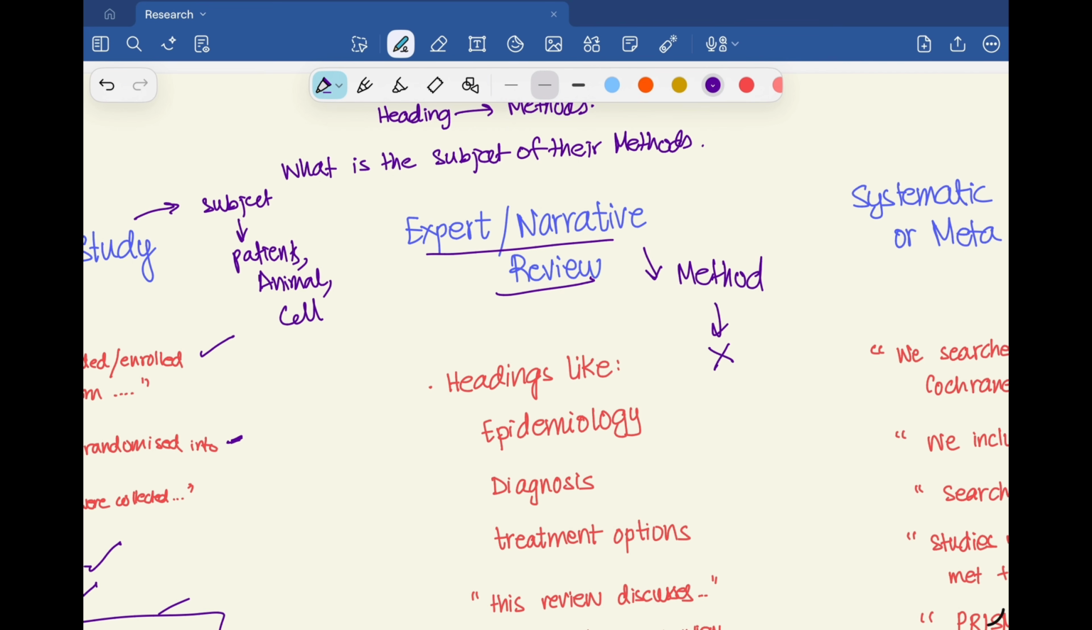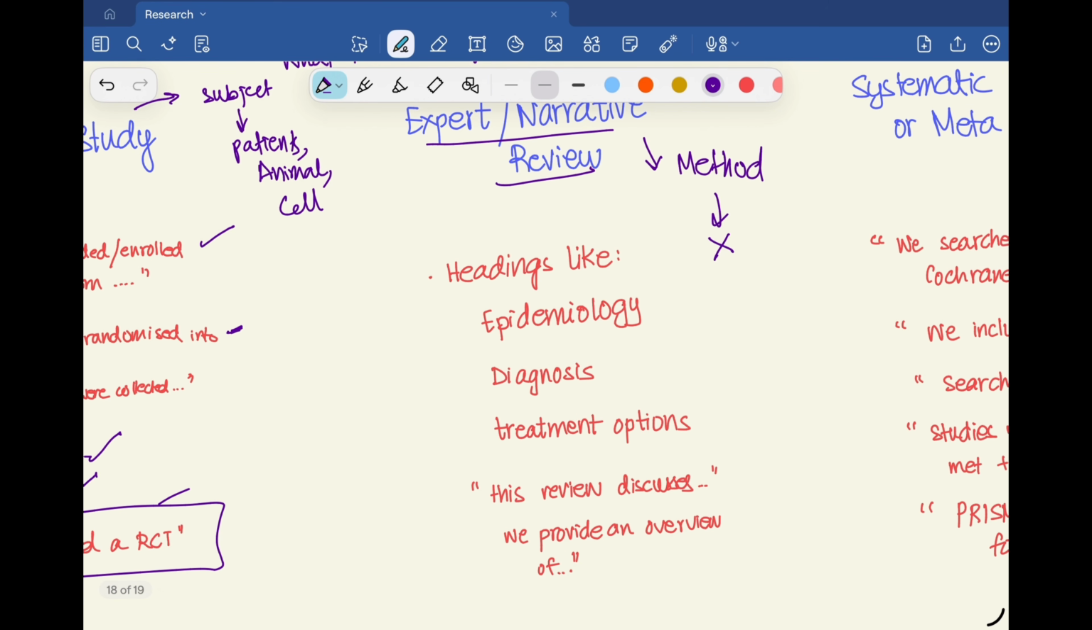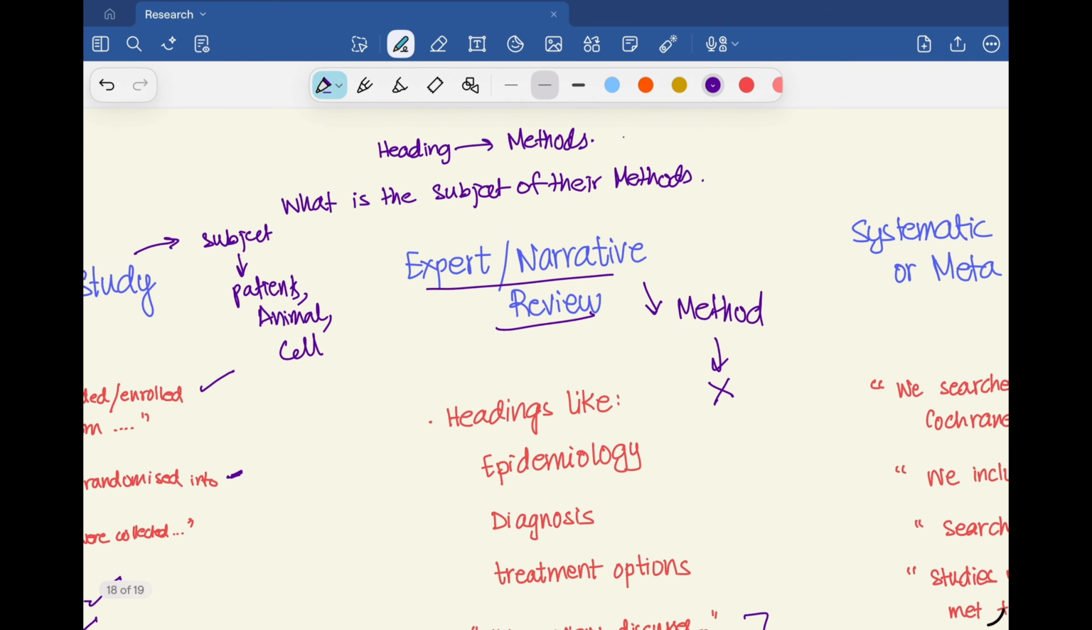You're not going to find the method section. You're going to find headings, long headings, such as epidemiology, diagnosis, treatment options, and there are going to be statements like, this review discusses, or we provide an overview. These are very commonly used phrases in a review article. So you're going to look for them. And so the subject of your methods is going to be literally nothing, because there's no method section in the first place. Okay.